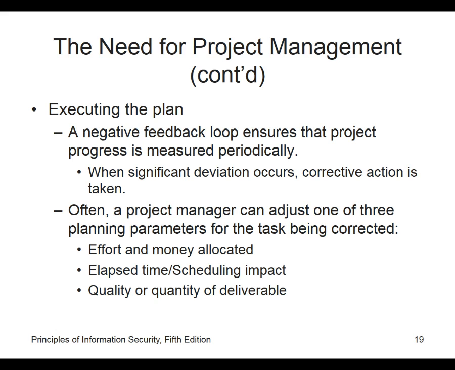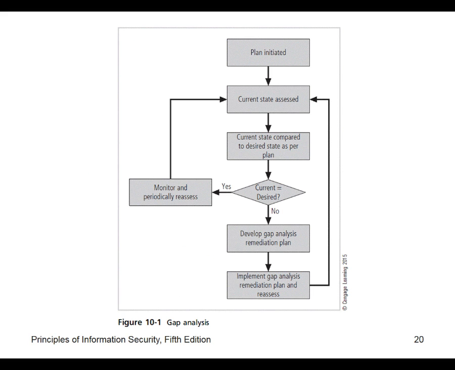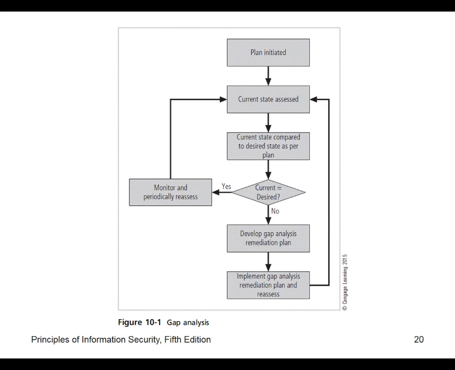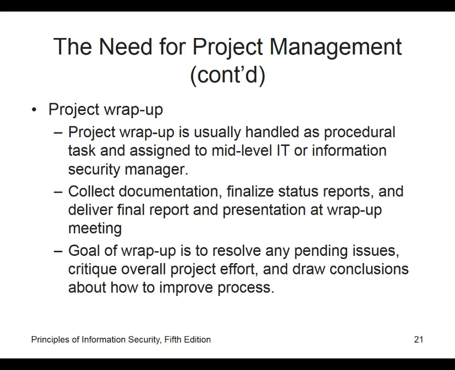Execute the plan. A negative feedback loop ensures that project progress is measured. In other words, keep track of what's going on. They talked about what's happening in your plan. You initiate the plan, then is it happening as you're going along? If not, they talk about the gap analysis. Hey, we're behind schedule. What can we do to fix it? That's kind of what they're talking about there.